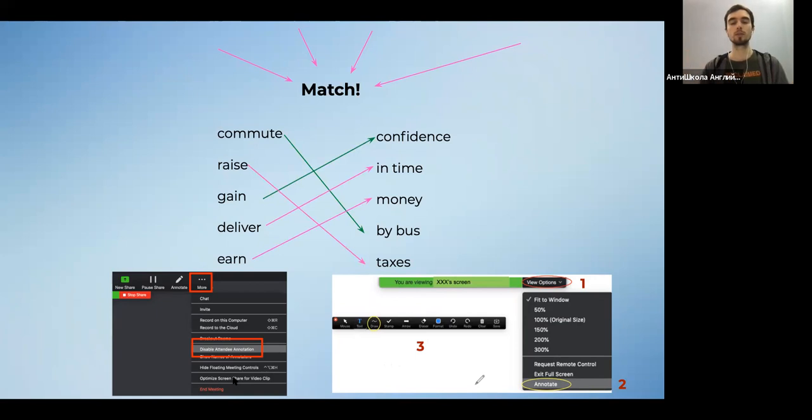1, 2, 3, 4. Awesome, beautiful. You see, but again, this can be done. I think by default this option is available. It's enabled, like annotation is enabled by default. But as you see on the picture one, it says disable. If you don't want them to draw on your screen accidentally, you can click disable annotation in options. So basically this is how it can be done.